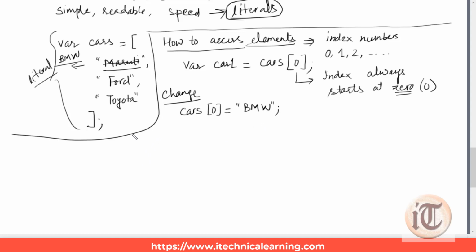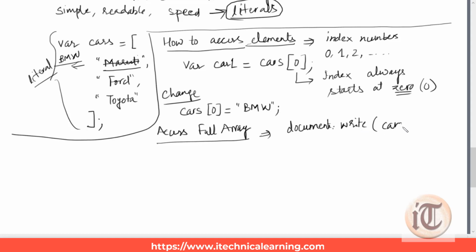Okay, now if somebody asks how to access the full array, I want to access the full array within a single line of code. Then I'll simply say document.write. Suppose I want to print the complete array, so document.write, and simply use the array name. It will automatically fetch all the values, that is BMW, then Ford, then Toyota, and then it will print it. Okay. So this is how arrays are declared and array elements are accessed. We can change the value, we can access the full array.